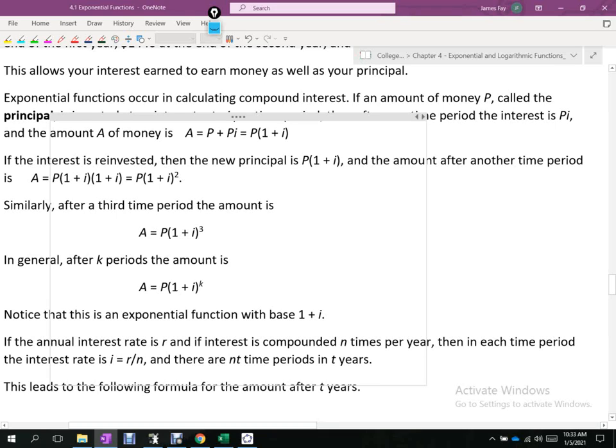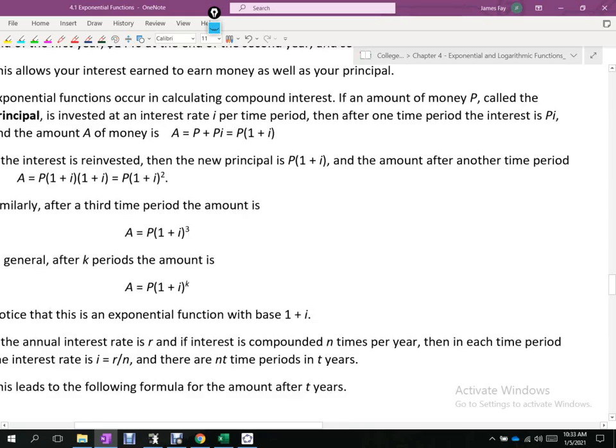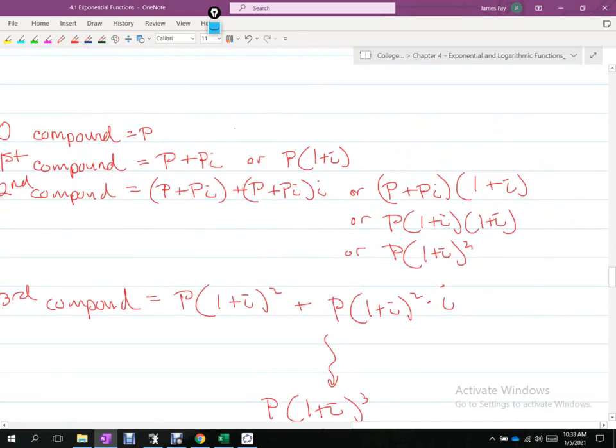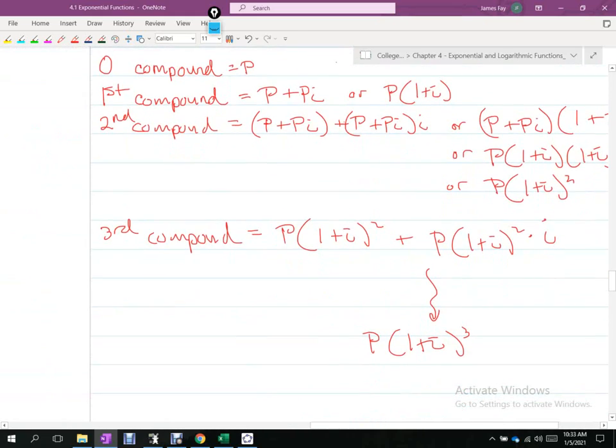Does that make sense? Okay. So we see this formula right here start to generate. And I'll explain to you how that arises. Okay. So we got this over here. If I have 0 compounds, so that basically means day 1, I put my principal in. I put capital P in.